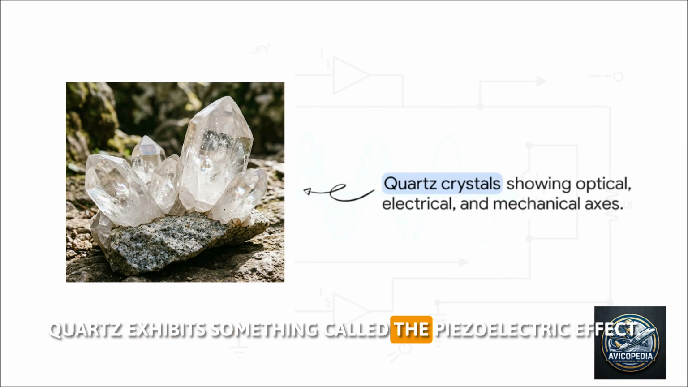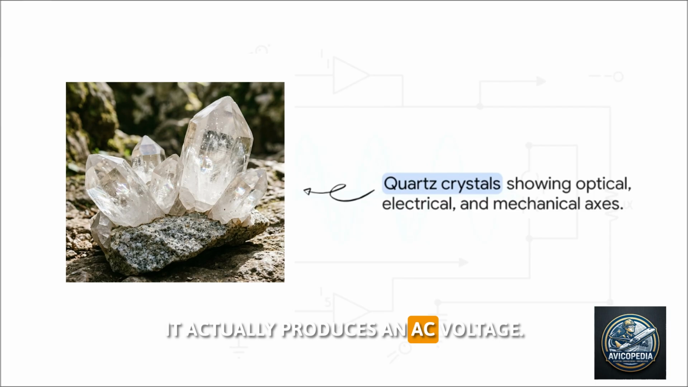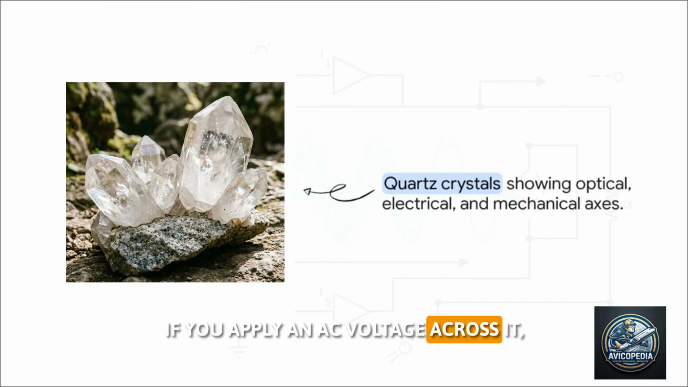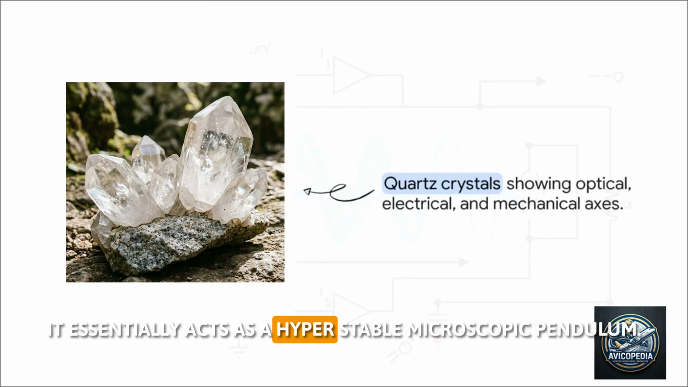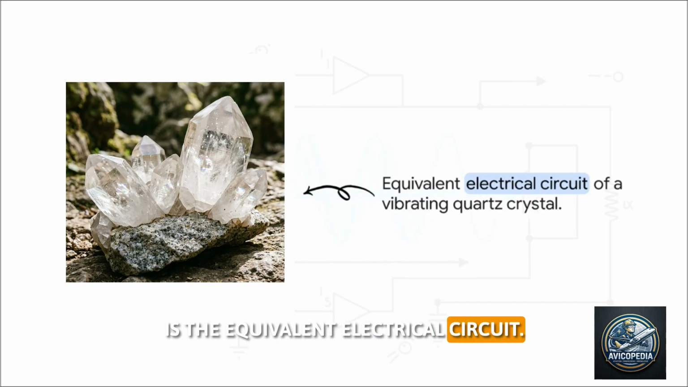Quartz exhibits something called the piezoelectric effect. If you apply an alternating mechanical strain to it, it actually produces an AC voltage. Conversely, and this is the most important part for us, if you apply an AC voltage across it, the rock itself vibrates mechanically. It essentially acts as a hyperstable microscopic pendulum. Now, what's really interesting here is the equivalent electrical circuit.